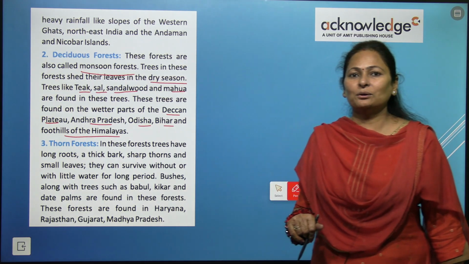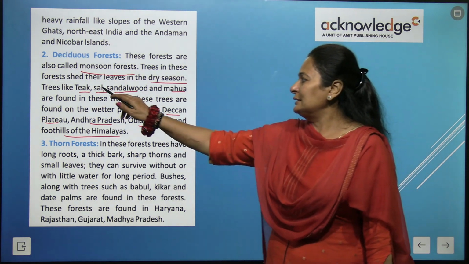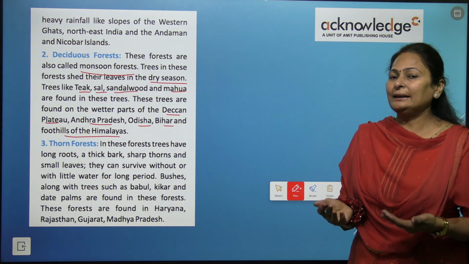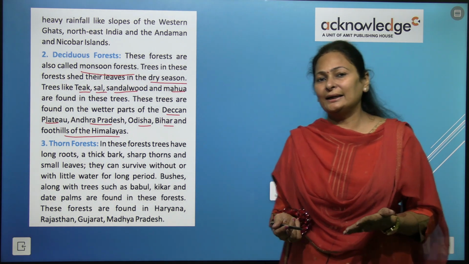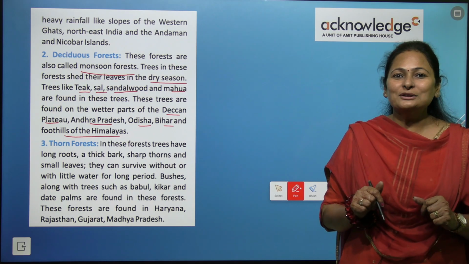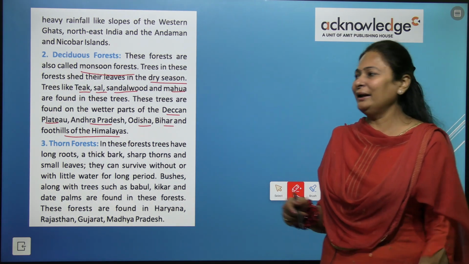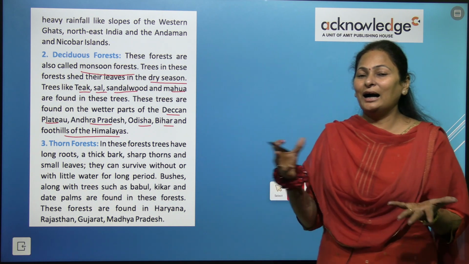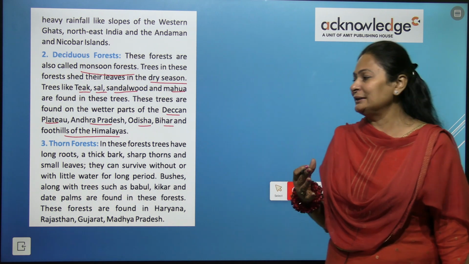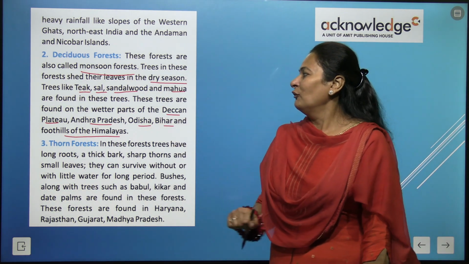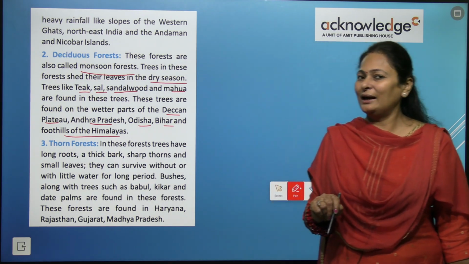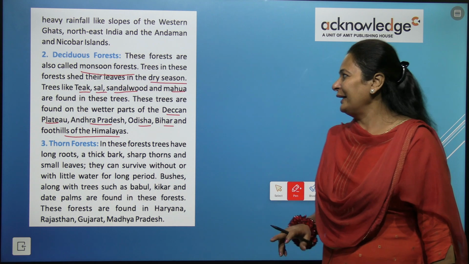And what kind of trees grow there? Teak, sal, sandalwood and mahua, and they shed their leaves in the dry season, right? These forests are also called monsoon forests, and you'll find them in the Shivalik ranges, the foothills of the Himalayas, and the wetter parts of the Deccan Plateau, Andhra Pradesh, Odisha and Bihar, right?